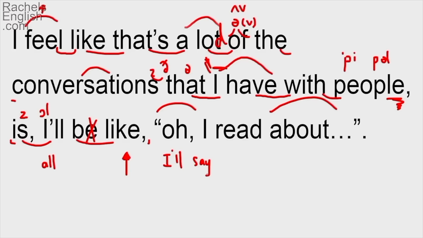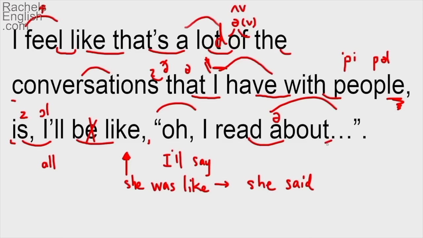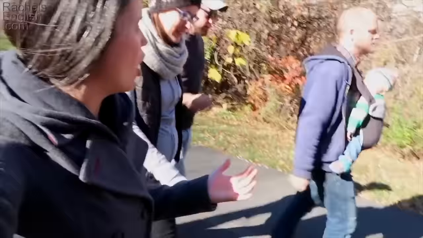"Oh, I read about." Okay, so more clear, longer words, ending D links into the beginning schwa of "about." Everything is nice and connected. I do a true T here. Again, I'm speaking more clearly. I'm not just talking, I'm quoting myself. So I have to make it seem different. And that's why it's all a little bit more clear than just normal conversation. "Well, I'll be like, oh, I read about."